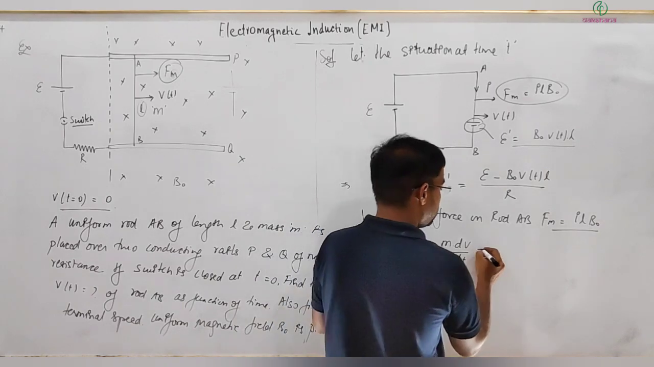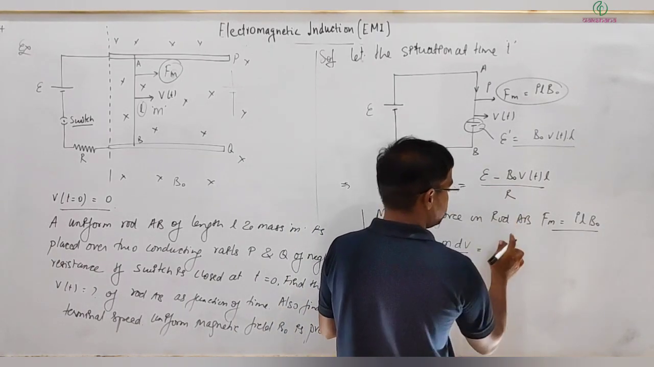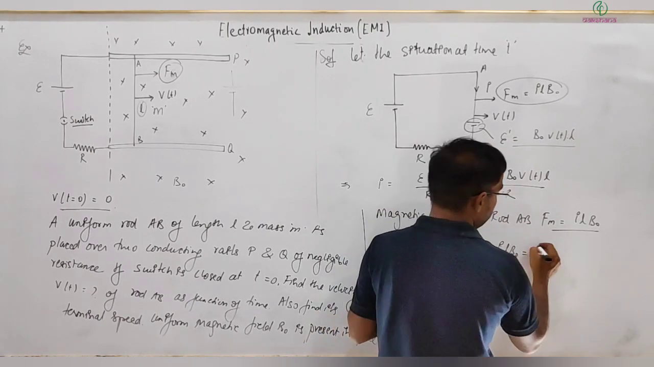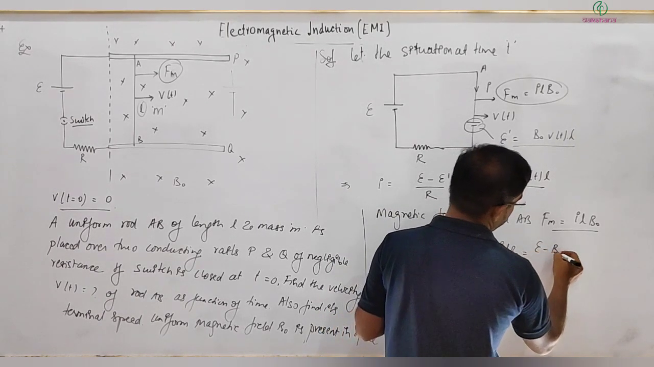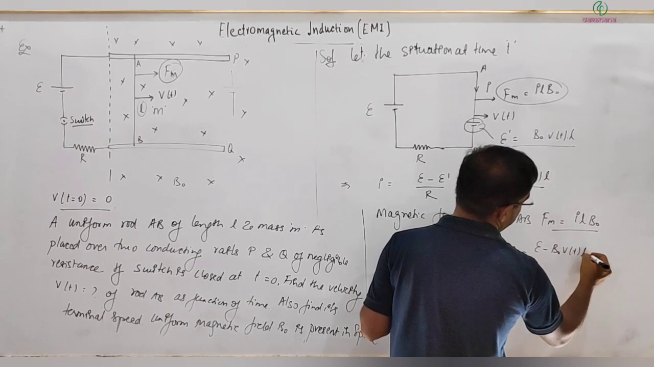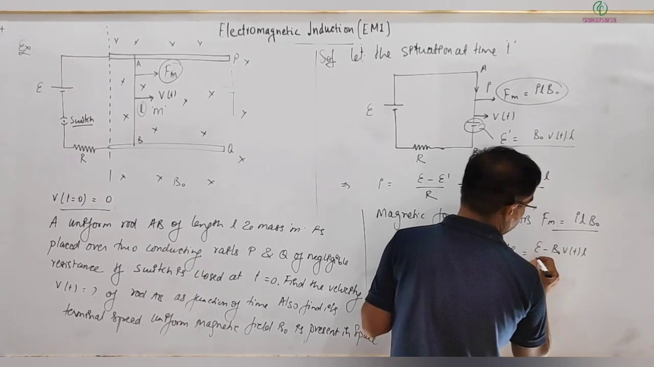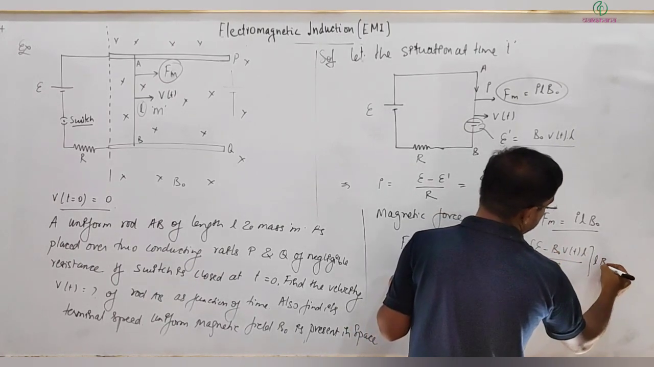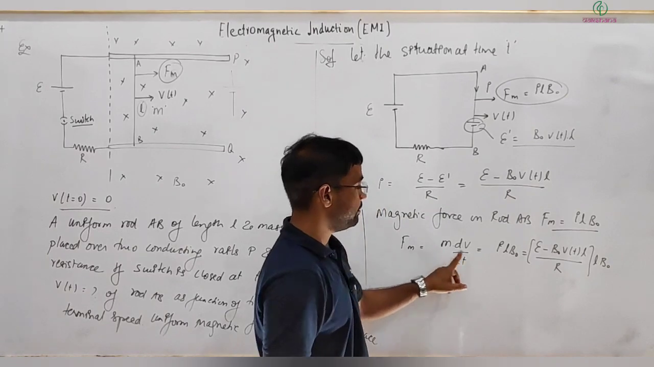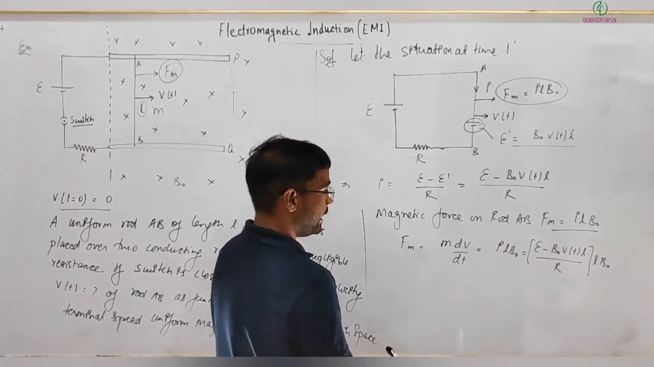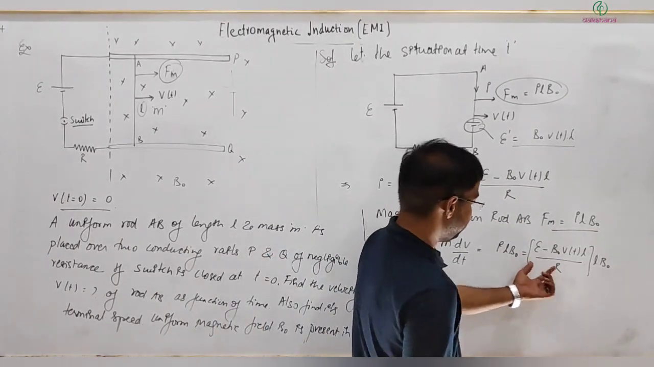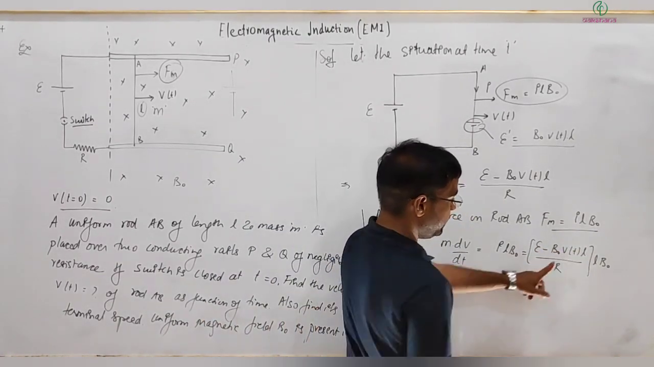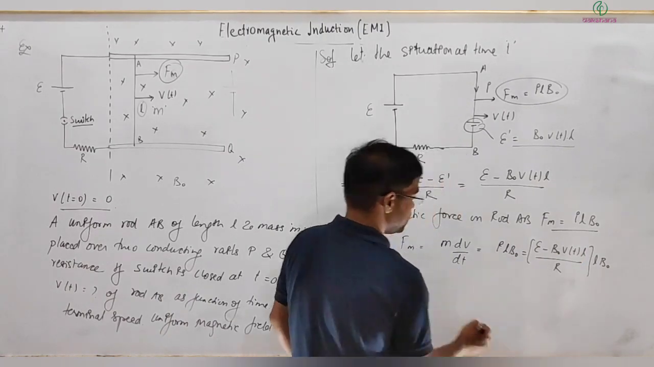So this is equal to I L B naught, and I can substitute I, which is equal to E minus B naught into velocity as a function of time into L, divided by R. So I L B naught equals M dV by dt. Clear? Now I can rearrange it, and I will write the velocity term here. V is not constant, it's changing with time.